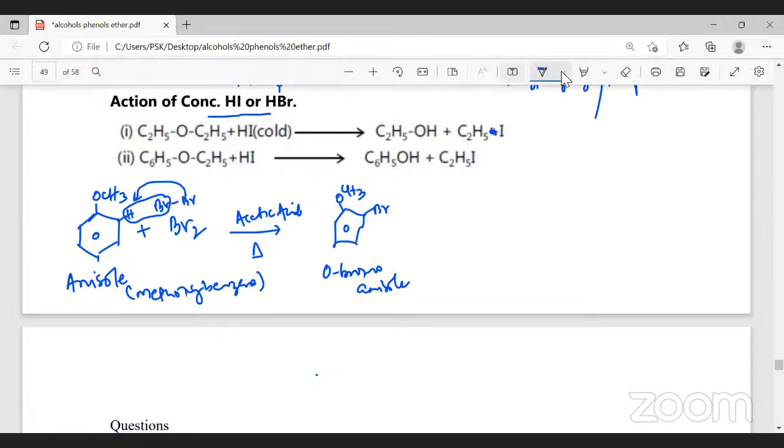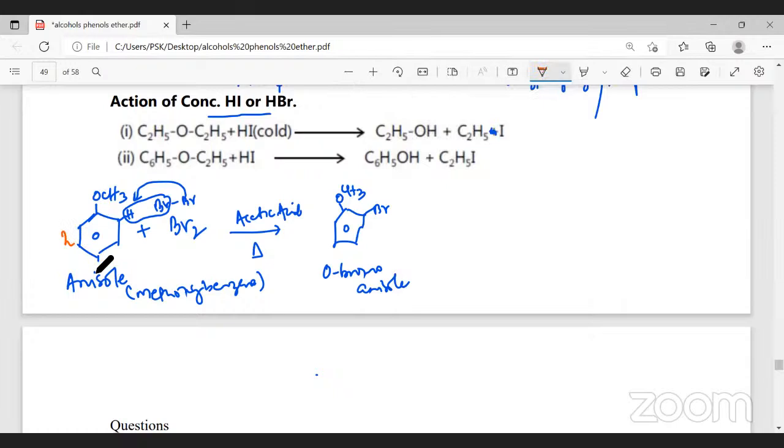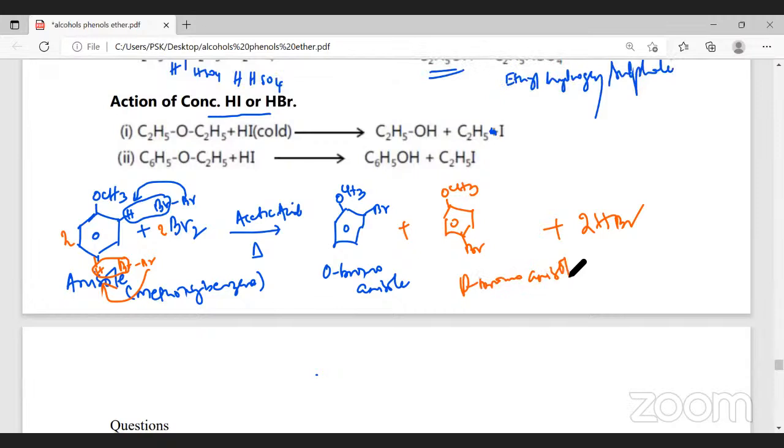Now, if I take the second molecule of anisole, and if I show the hydrogen atom at para position, the second bromine we will write like this. So what happened? H and Br get eliminated as HBr. So totally 2 HBr, and in place of H, bromine goes. Therefore, you have para-bromo anisole. At para position, you will get bromine. This para-bromo anisole is a major product.